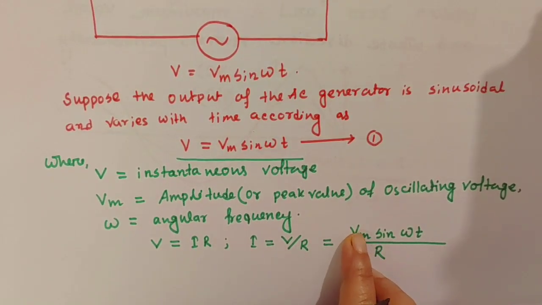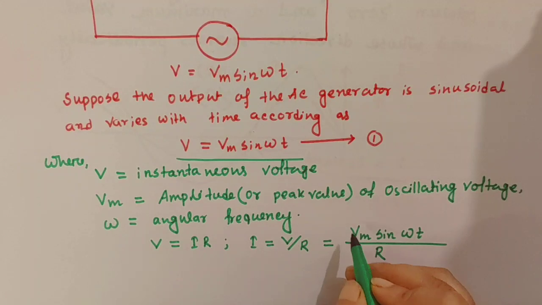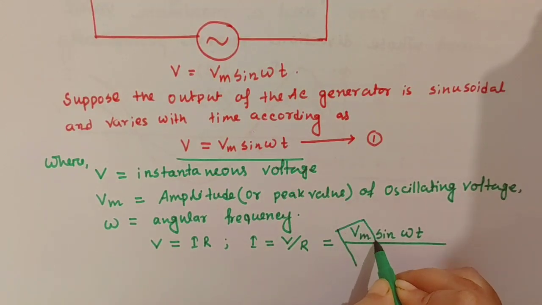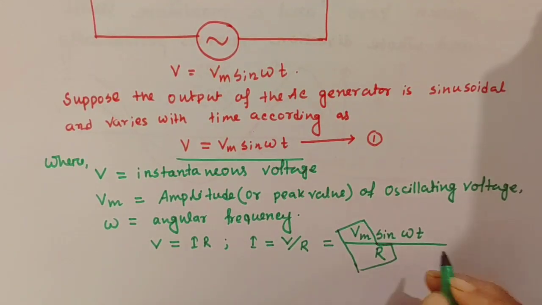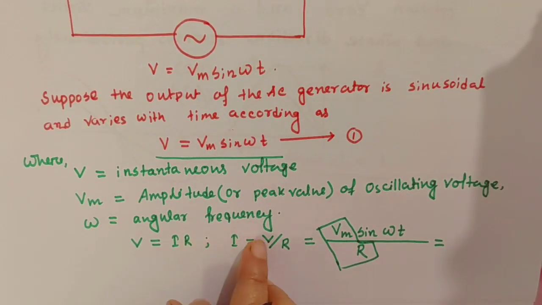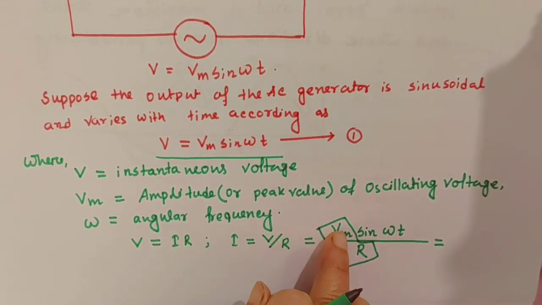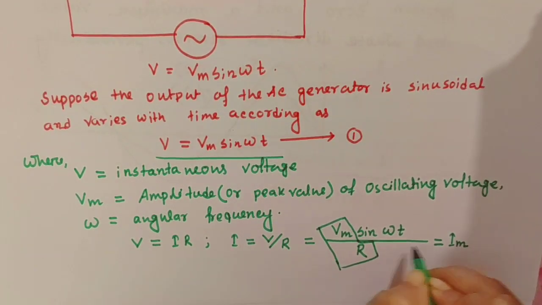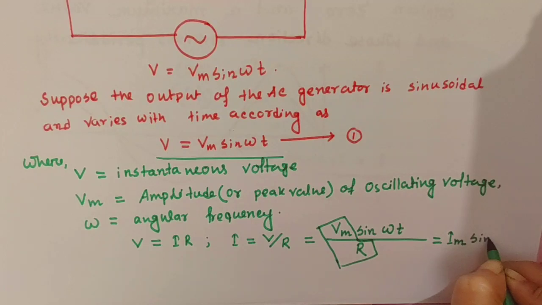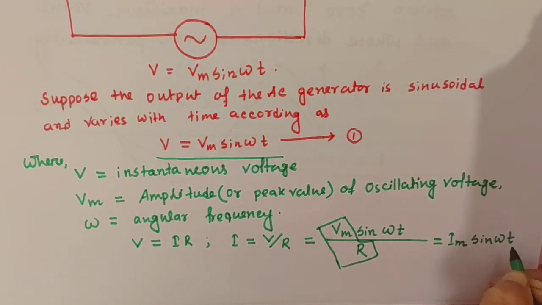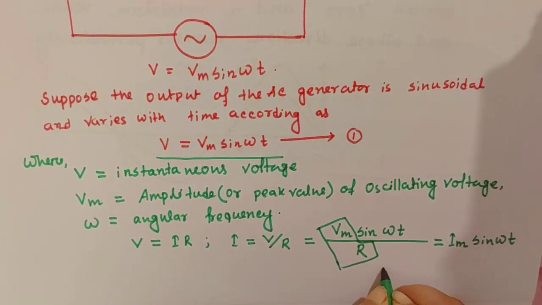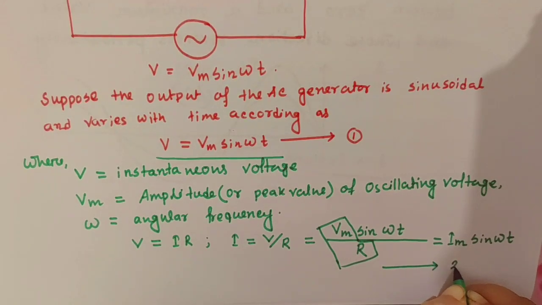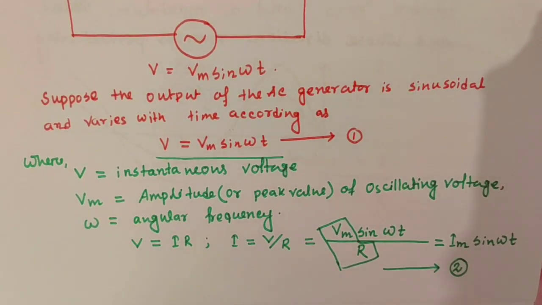So this Vm by R, we can write as Im, that means the maximum value of current. Because we know V by R is equal to I, so Vm by R is equal to Im. So I equals Im sin omega t. Clear? Give this equation number 2.